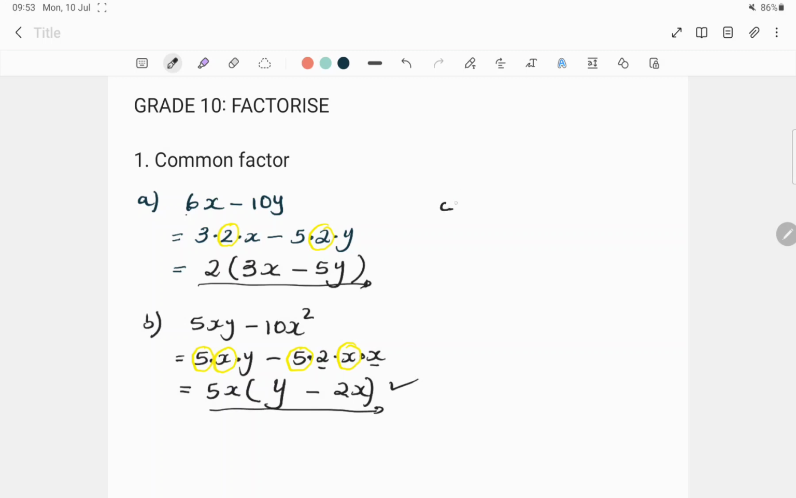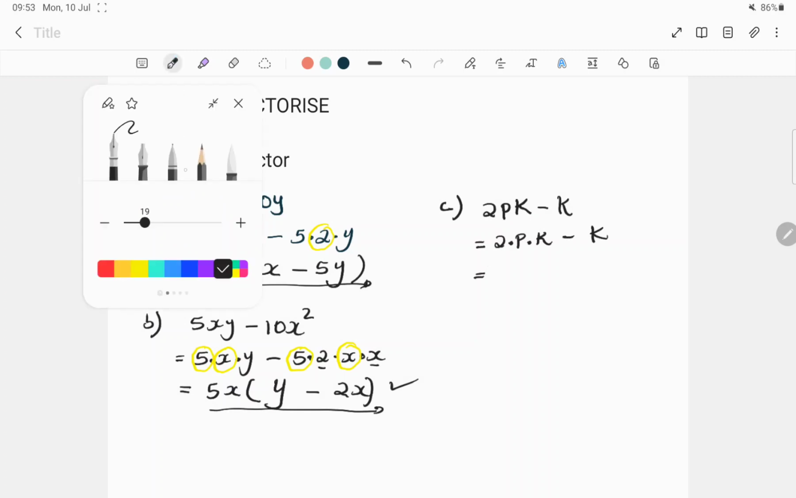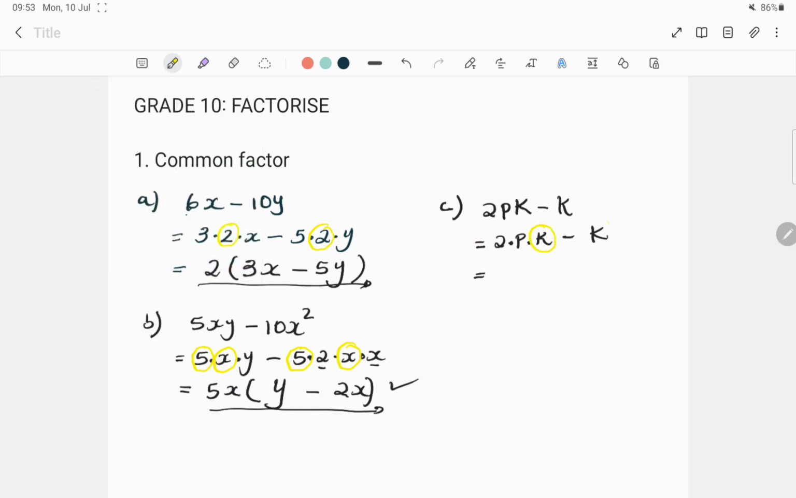Let us try this one. C. 2pk minus k. When you break it down, it will be just like 2 multiplied by p multiplied by k, because it's 2pk minus k. Then what is your common factor? You check it. What is your common factor? I can only see k in both terms.